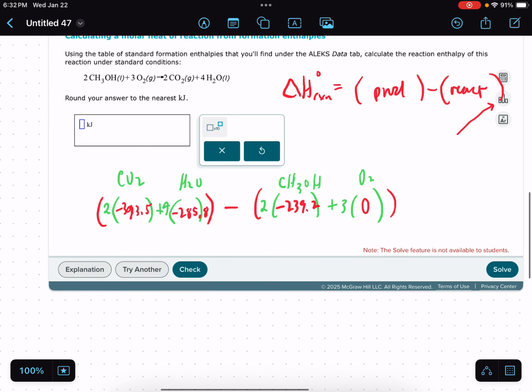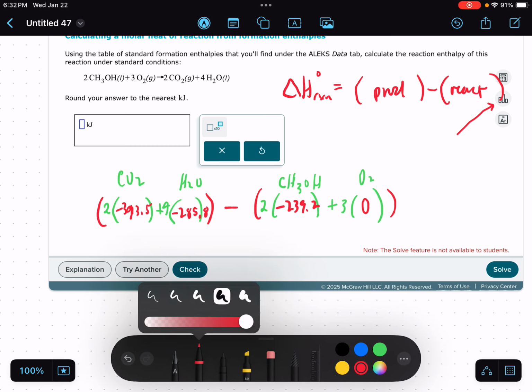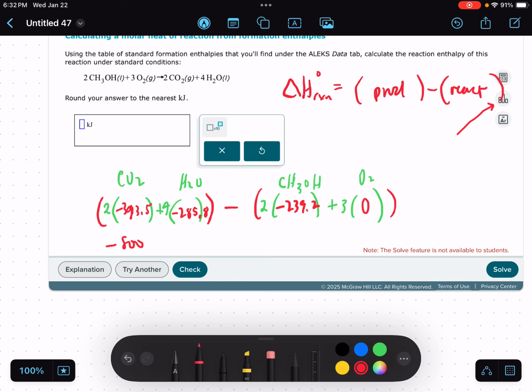Now I'm going to put this in my calculator, but before I do, I'm going to do an estimate so I can tell if I'm close. 2 times minus 390, that's about minus 400. That's about minus 800, right? 2 times minus 400, and that is about minus 300. So 4 times 300 is minus 1200. Now, both of these I rounded up. This would be minus 2000, but I'm going to change it to minus 1900 because I rounded up.